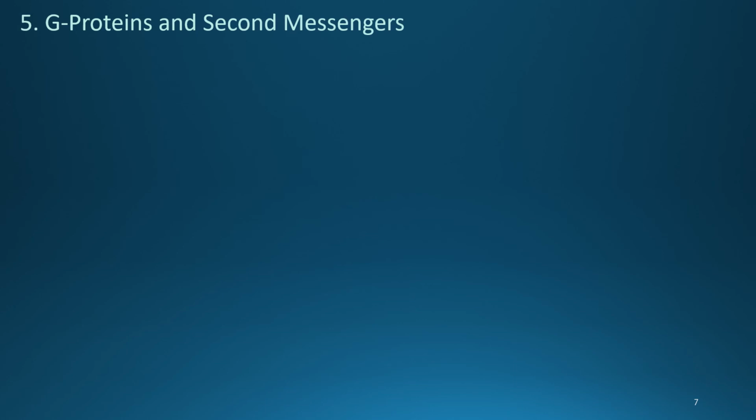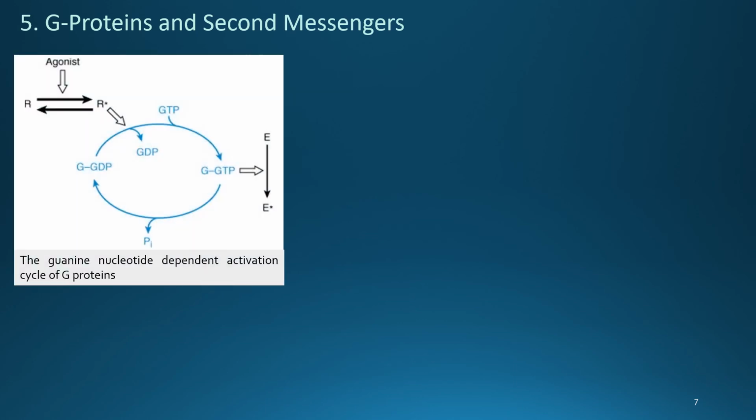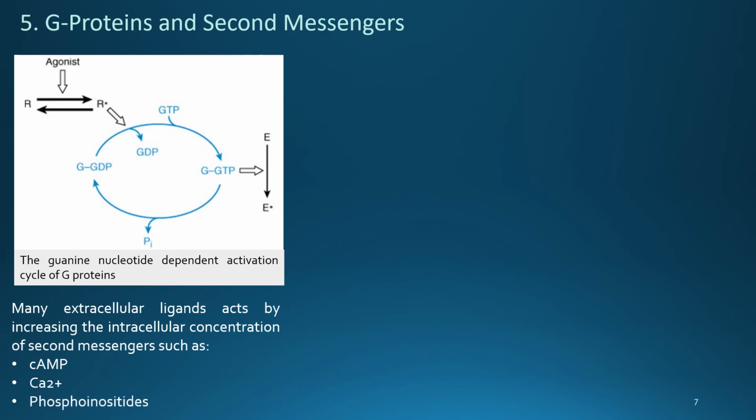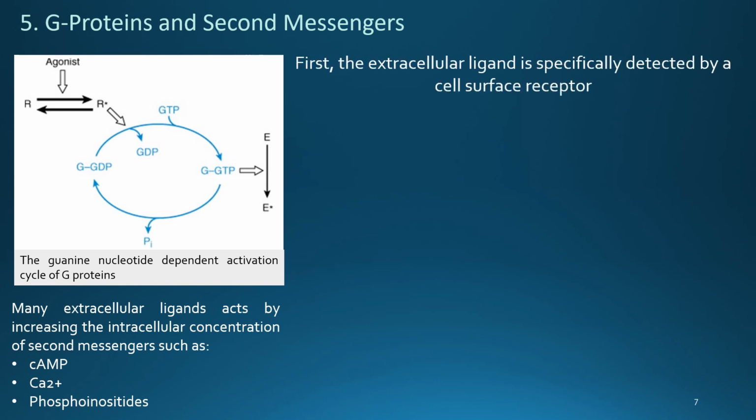Last mechanism of signaling is through G protein and second messengers. Many extracellular ligands act by increasing the intracellular concentration of second messengers such as cAMP, calcium ion, or the phosphoinositides. In most cases, they use a transmembrane signaling system with three separate components. First, the extracellular ligand is specifically detected by a cell surface receptor.